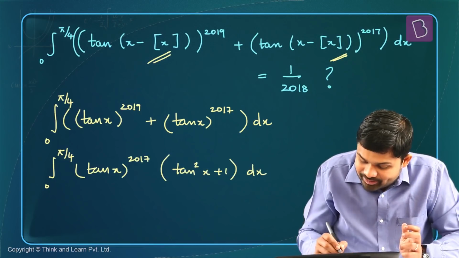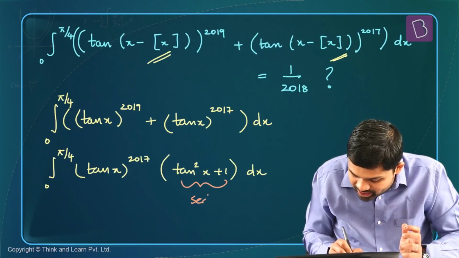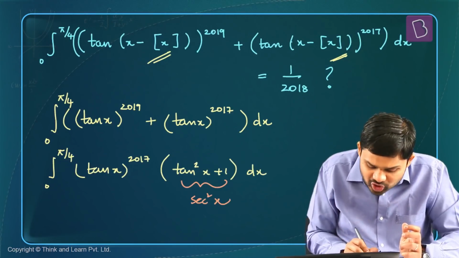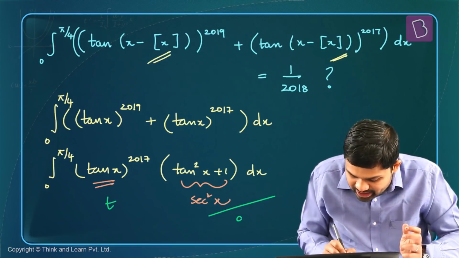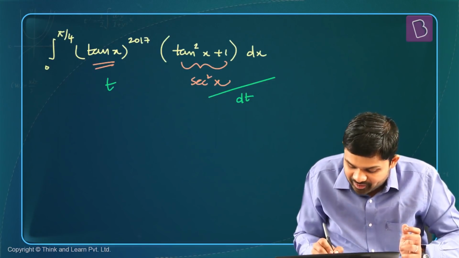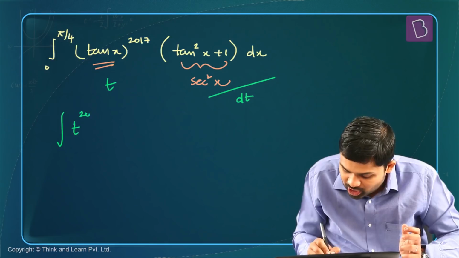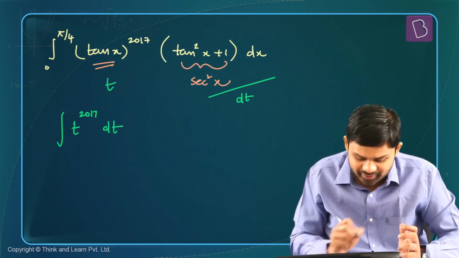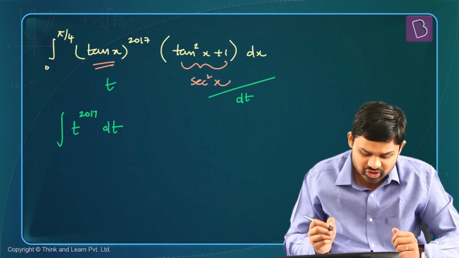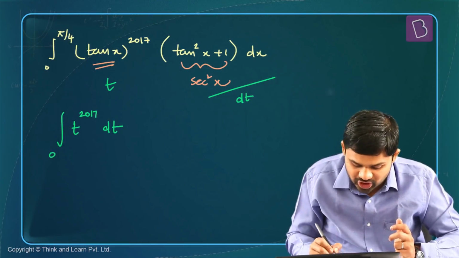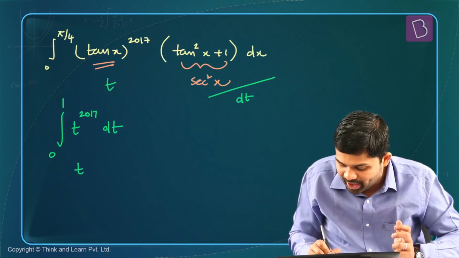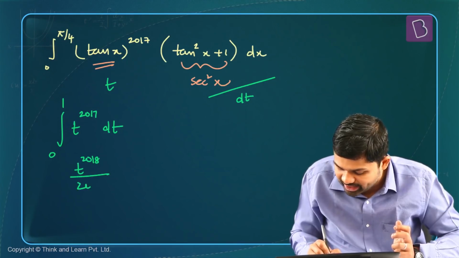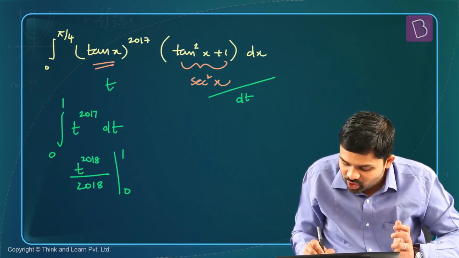Well, tan square x plus 1 is secant square x, right? So if I say tan x as my t, secant square x dx becomes dt. So I have integral of t power 2017 dt. I have to change the limits. When x is 0, tan x is also 0, and when x is pi by 4, tan x is 1. So I get the answer t power 2018 by 2018 evaluated between 0 and 1.